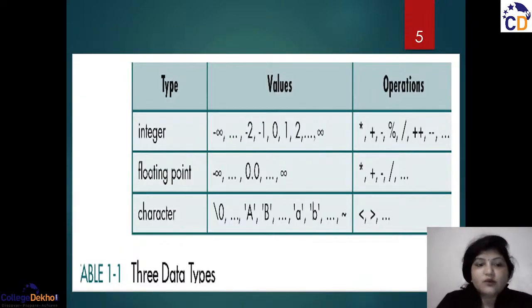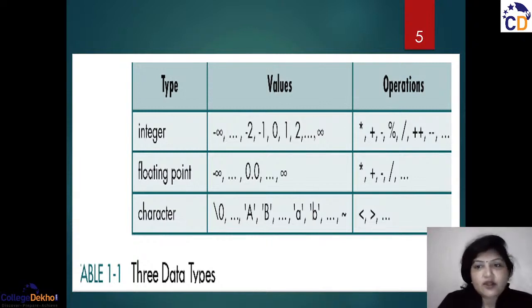Now let us start with the data types. What are the data types we have in any programming language? The first data type is integer. It may consist of numbers, floating point numbers, that is, decimal point numbers, and a character. Character means you have uppercase characters and you have lowercase characters.